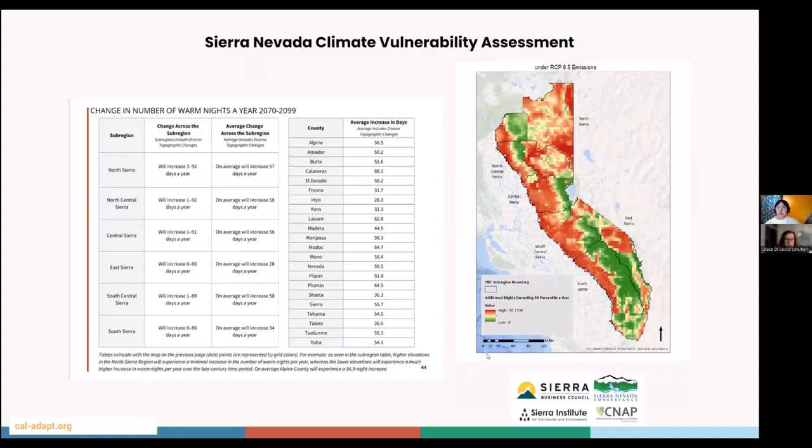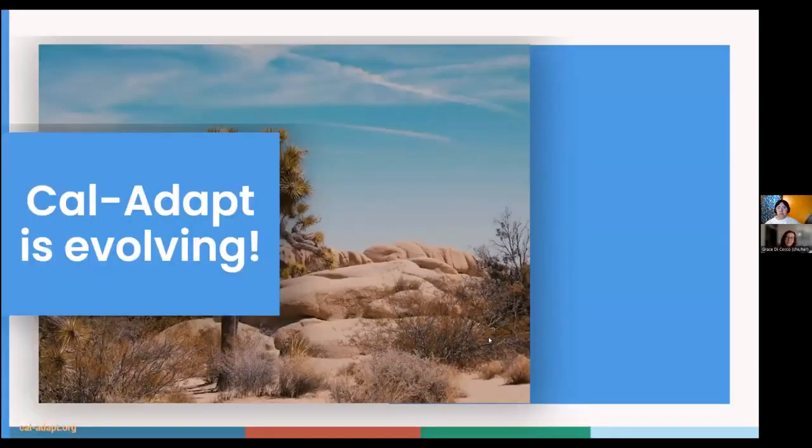CalAdapt supports the production of these sort of summary pieces of information about changes in warm nights and summarizing temperature changes. And then you can also get really detailed gridded information if you want to produce visualizations for an area that you're focused on. And we're excited that CalAdapt is evolving for the future. So next slide, please.